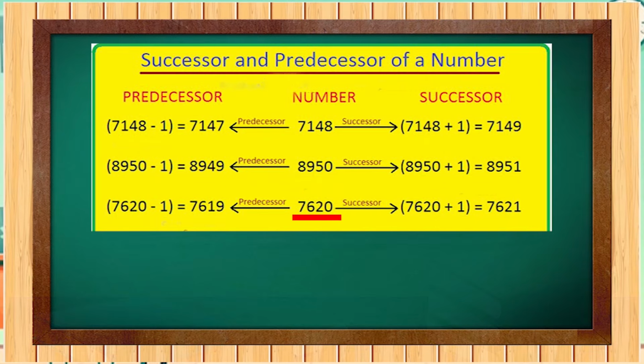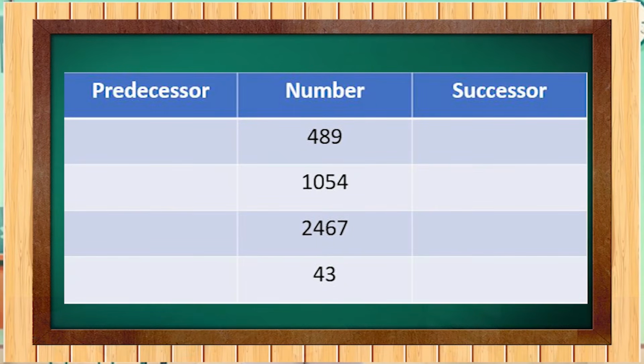7,620, the predecessor of that number, minus 1, will give you 7,619. I hope that you are following and looking at the addition and the subtraction operation to arrive at the predecessor and the successor. Remember, to find the successor, we add 1 to the given number. To find the predecessor of the number, we subtract 1 from the given number. Now here you have a table. It's pretty simple. You have predecessor and successor, the given number in the middle.